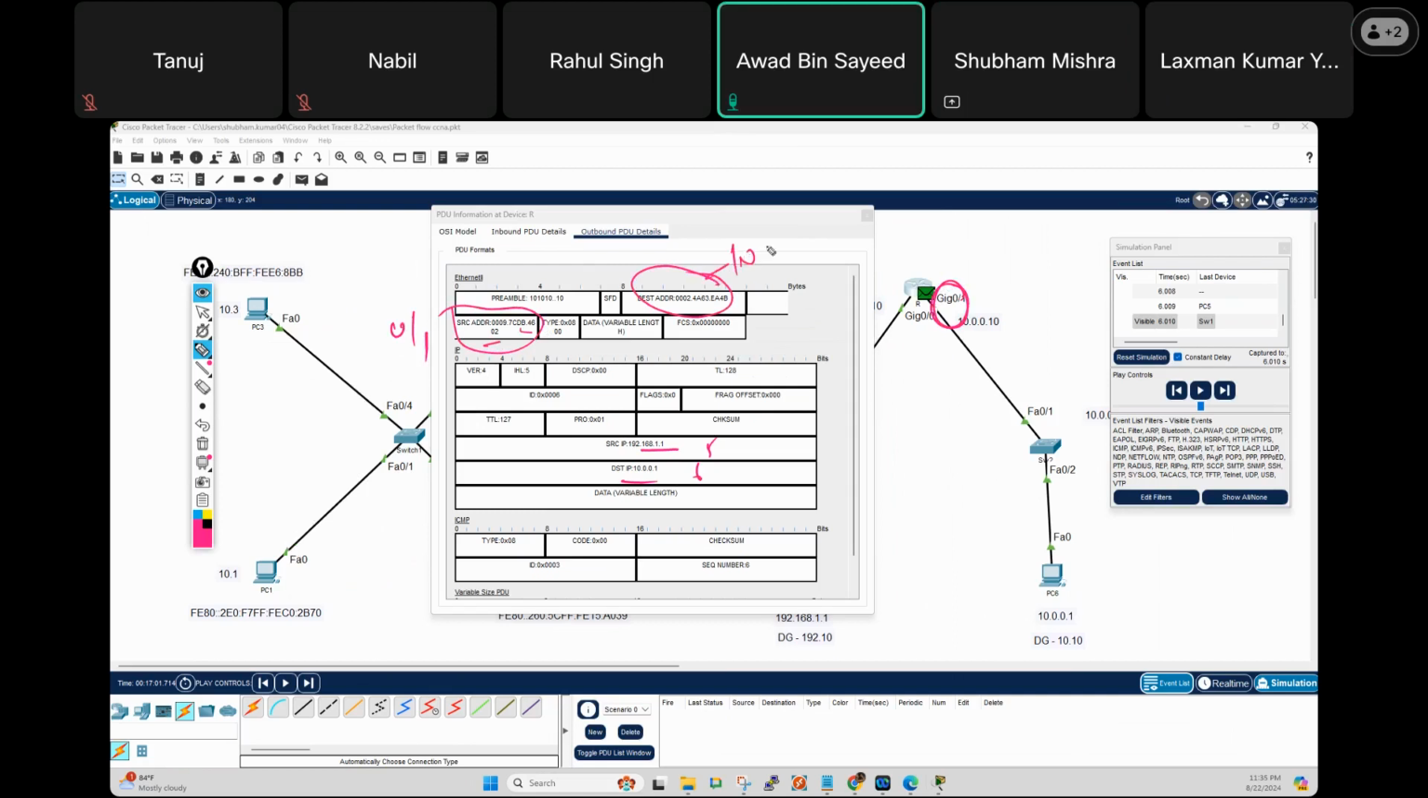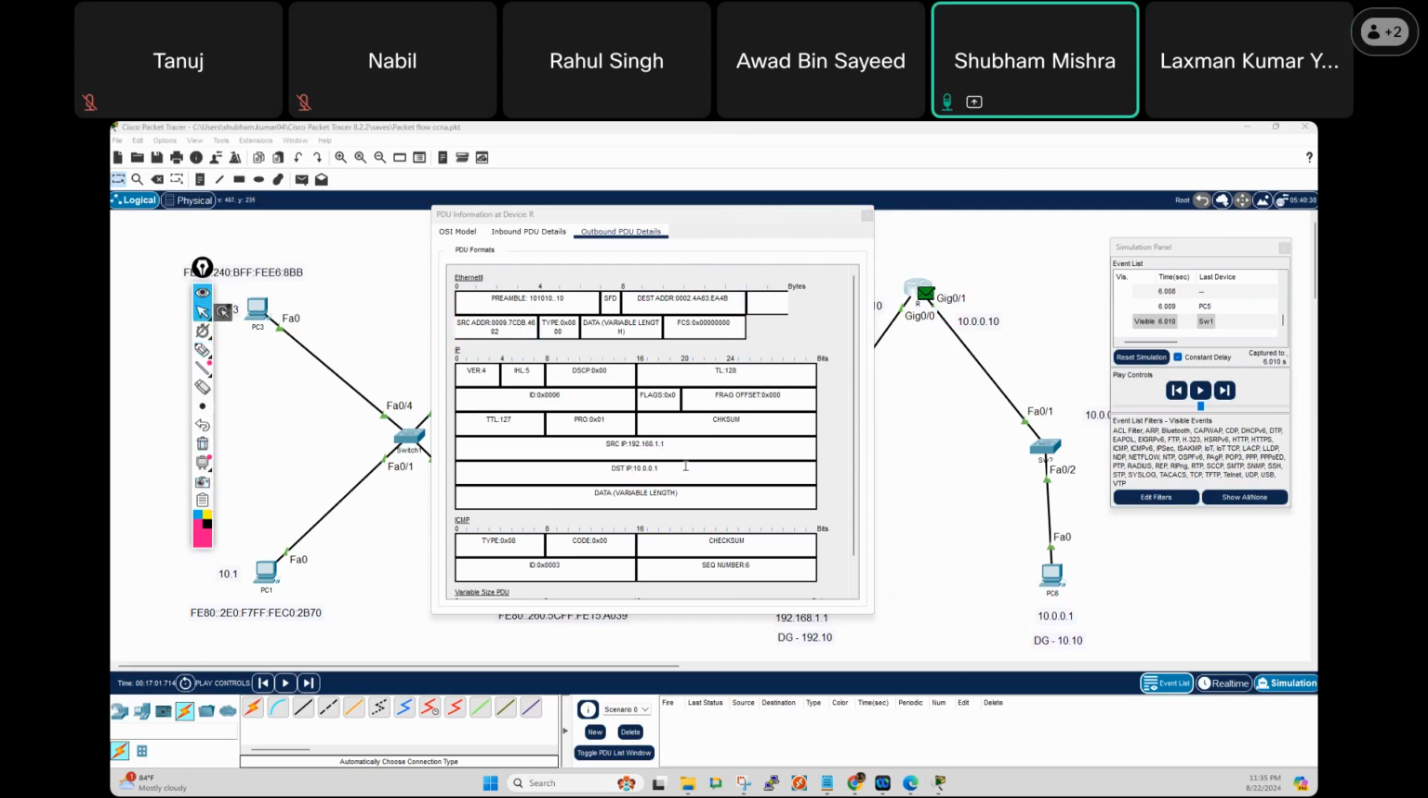MAC address of 10.1. Because now this router already knows the MAC address of 10.1, and this router already learned this address in its ARP table. Yes or no? Everyone? So this is called the 10.1 MAC address.